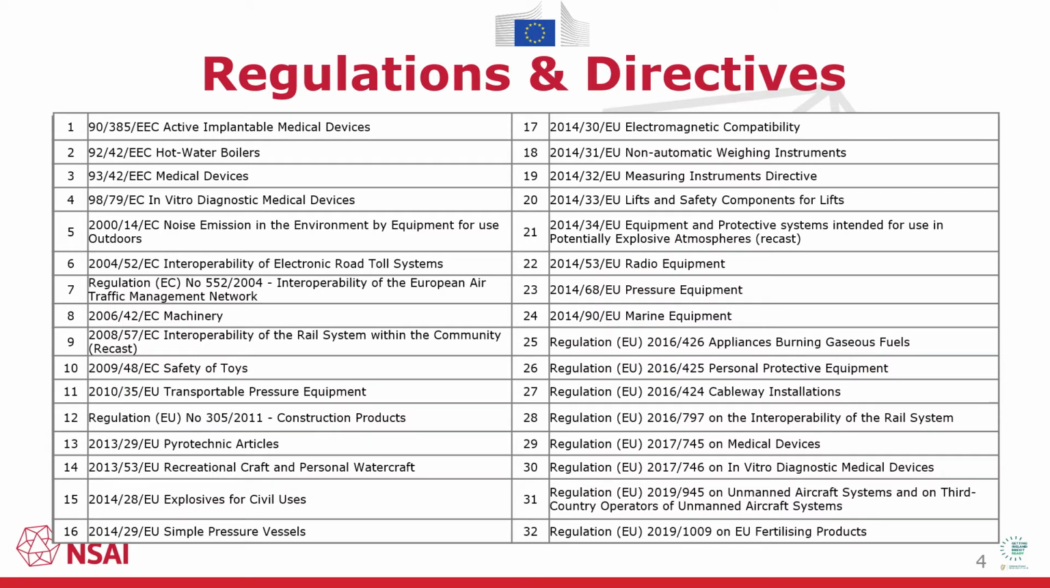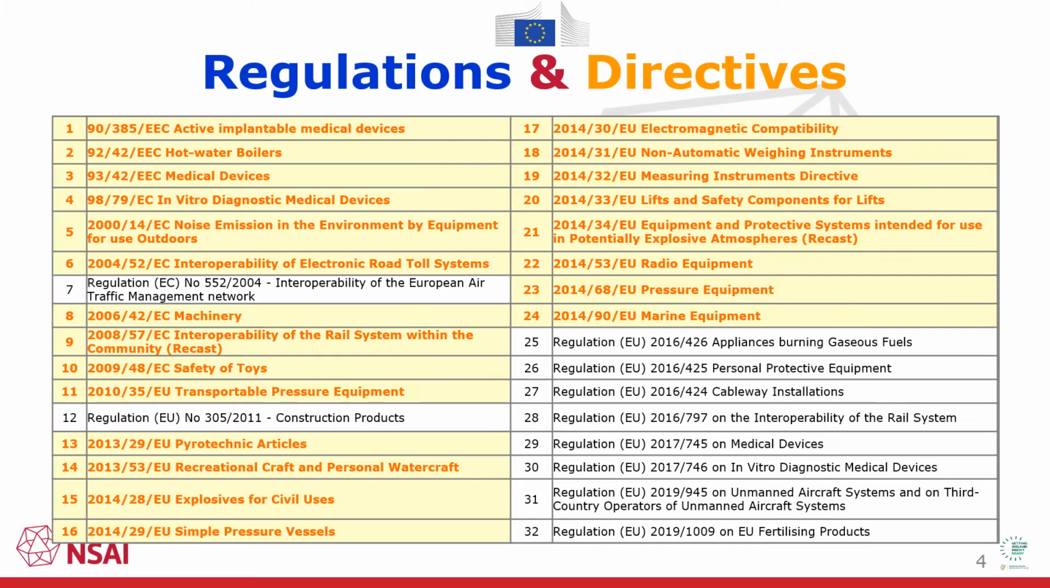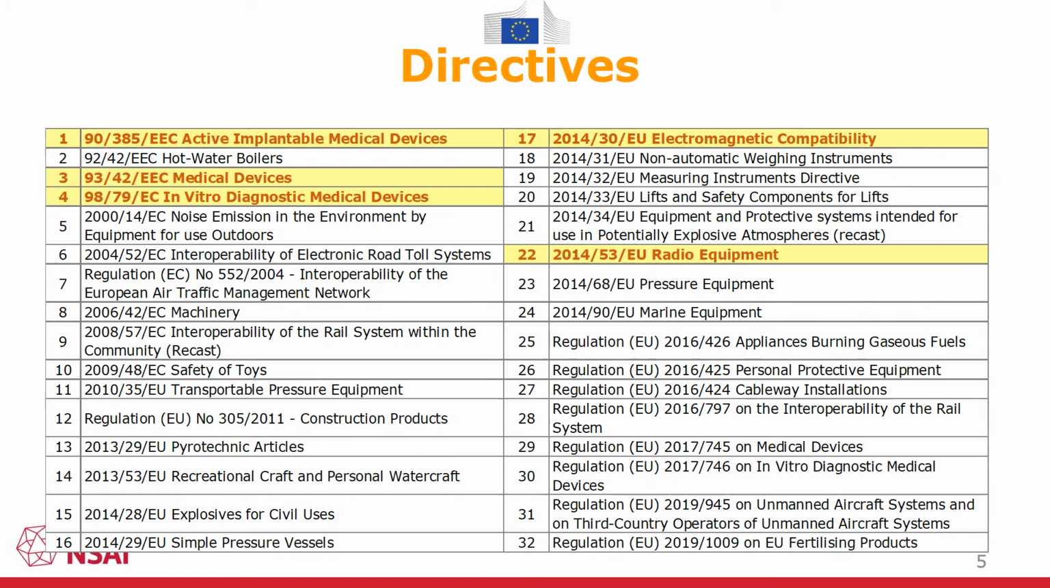There are 32 different pieces of EU legislation covering manufactured products currently in force. 10 of these are regulations and 22 are directives. In terms of medical devices, there are 2 regulations and 3 directives.